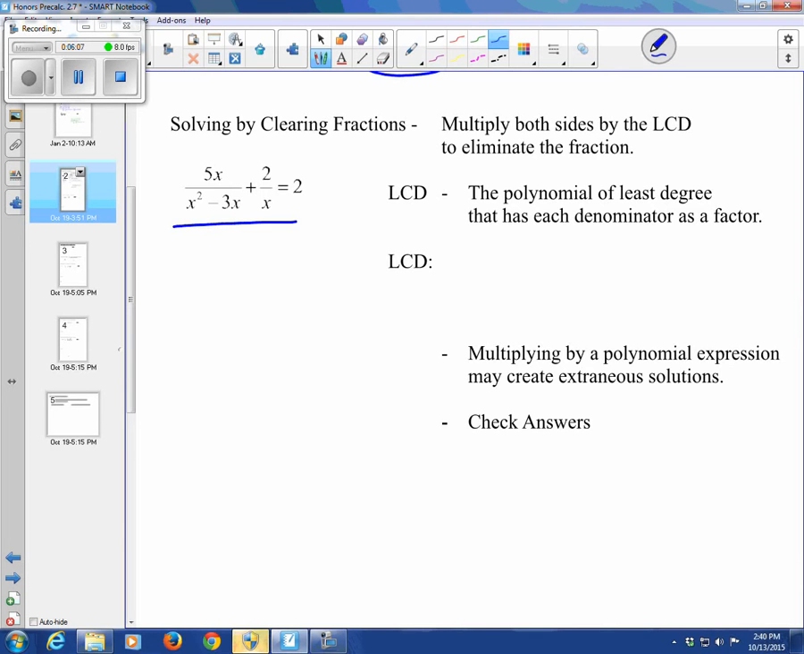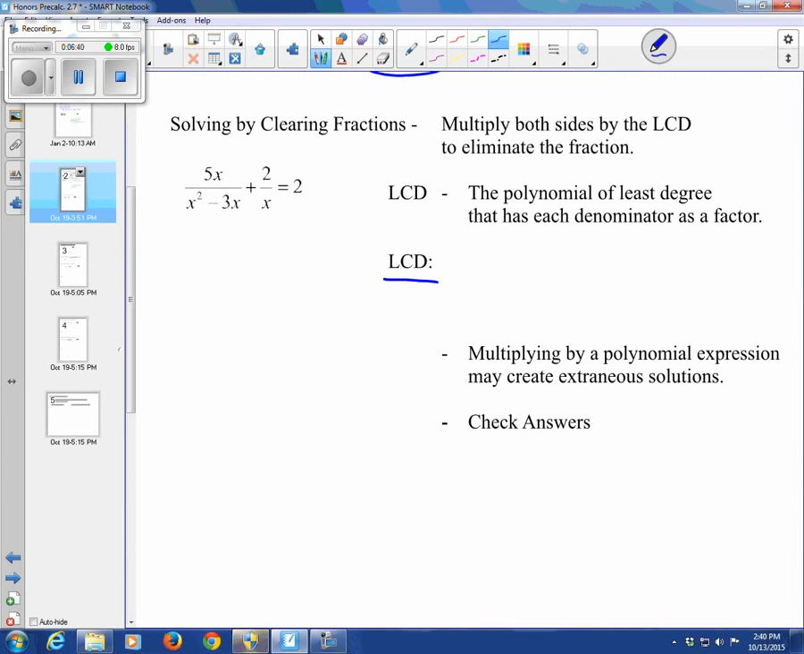This is, of course, an equation where we've got more than one rational term, right? More than one term with a polynomial in the denominator, right? And our strategy here is going to be to clear out the denominators by multiplying by the least common denominator on both sides. Now right here, for our rational equations, we're going to say that the least common denominator is going to be the smallest polynomial that has all the denominators as a factor.